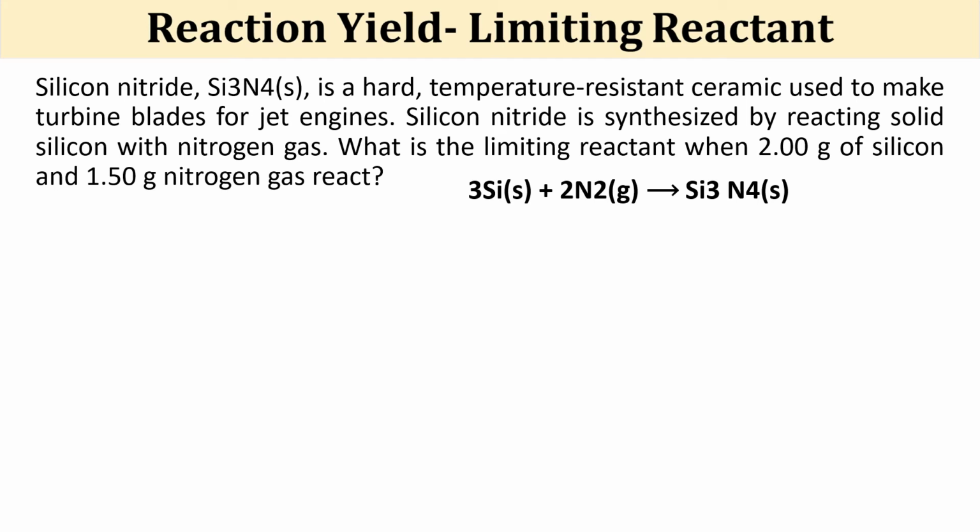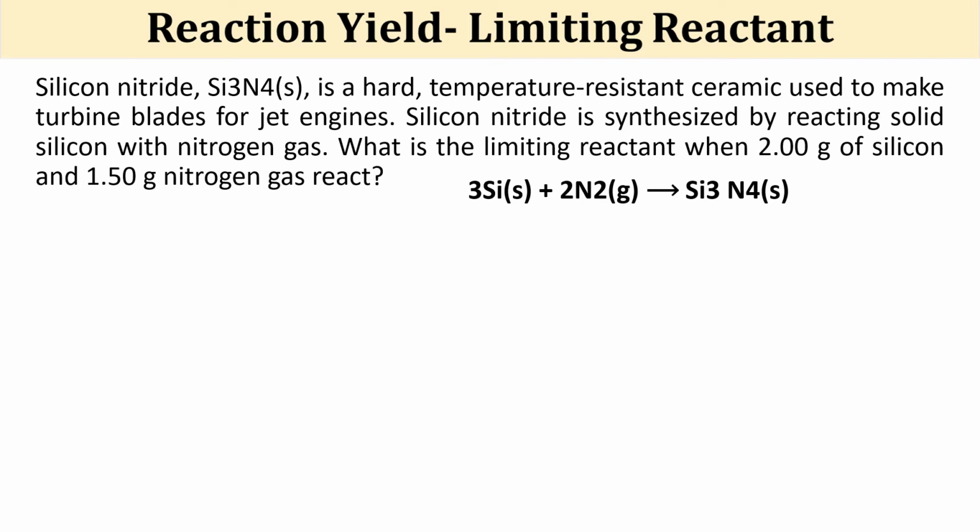Silicon nitride, Si3N4, is a hard, temperature-resistant ceramic used to make turbine blades for jet engines. Silicon nitride is synthesized by reacting solid silicon with nitrogen gas. What is the limiting reactant when 2 grams of silicon and 1.54 grams of nitrogen gas react? So 3Si plus 2N2 will give you Si3N4, silicon nitride.